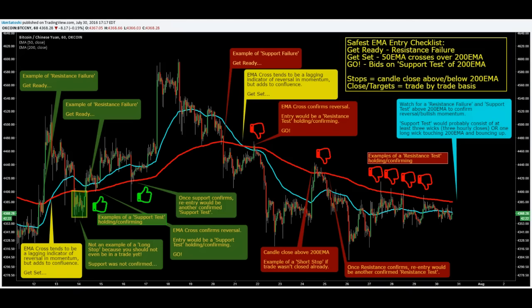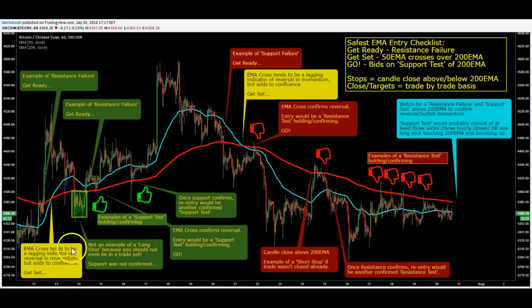So I put together a safe EMA entry checklist, sort of a high probability EMA entry, especially during times of uncertainty or volatility, something we're headed towards with the Bitfinex reopening here.